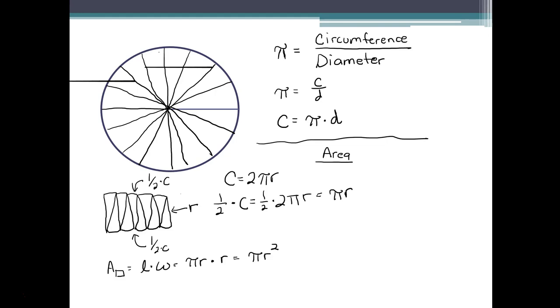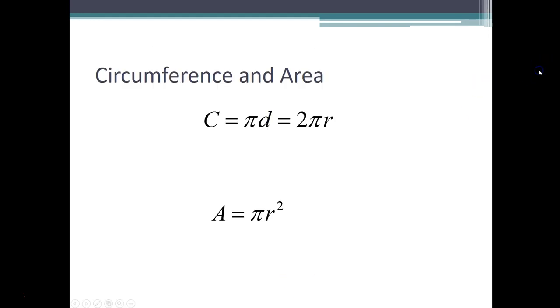But anyways, area of a circle, pi r squared. And here you go. Here's your reference slide, circumference and area.